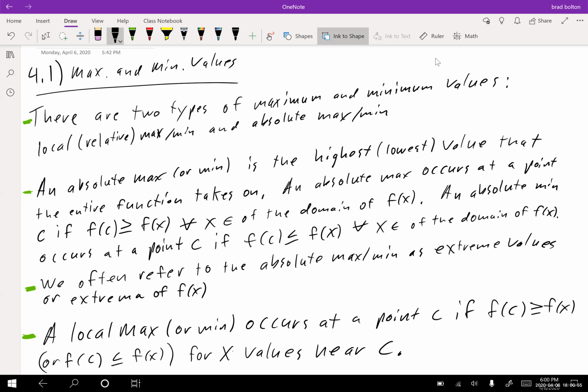And I need you guys to understand, depending on the book you're using, some books will call it the relative minimum and some books will call it the local minimum or the local maximum or the relative maximum. But they're basically the same thing, okay?